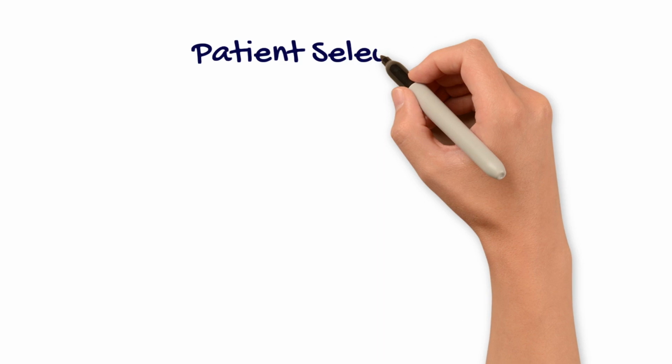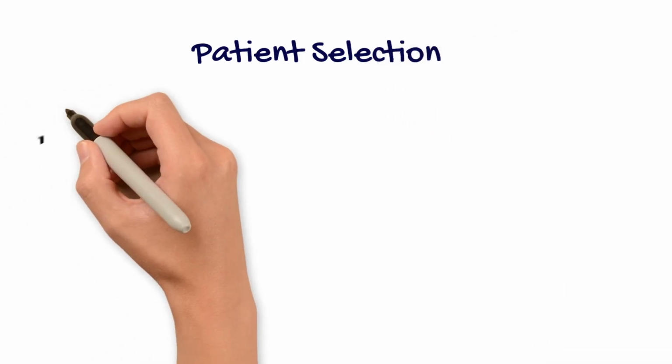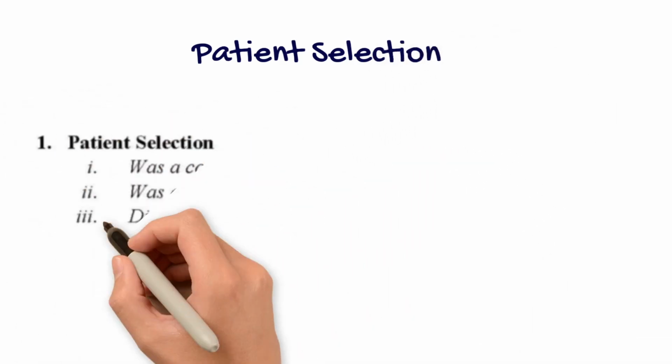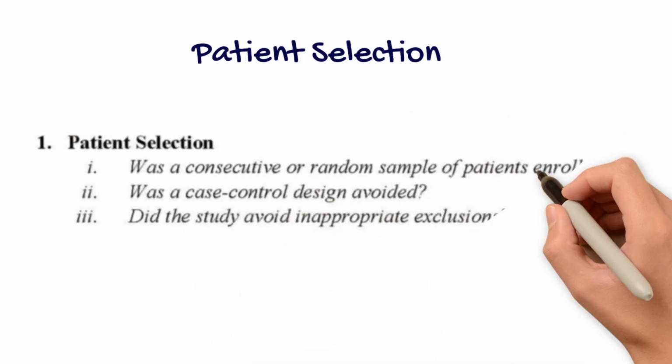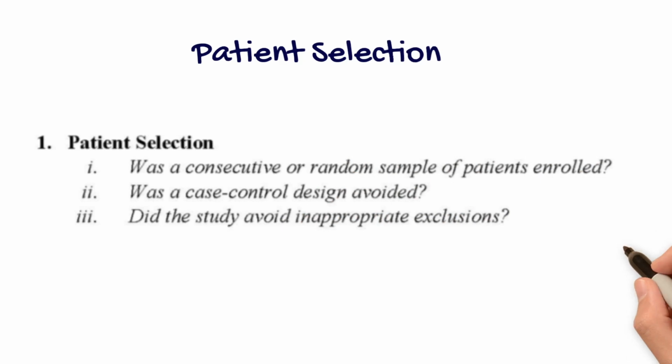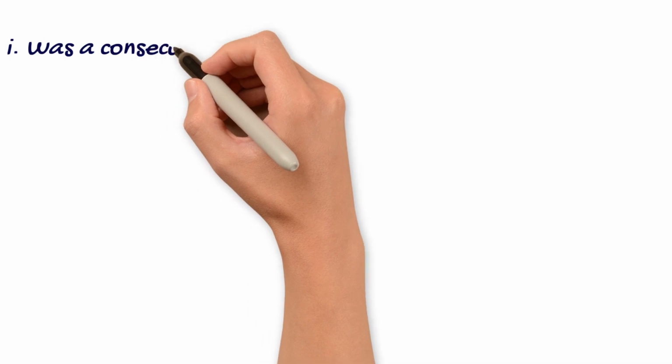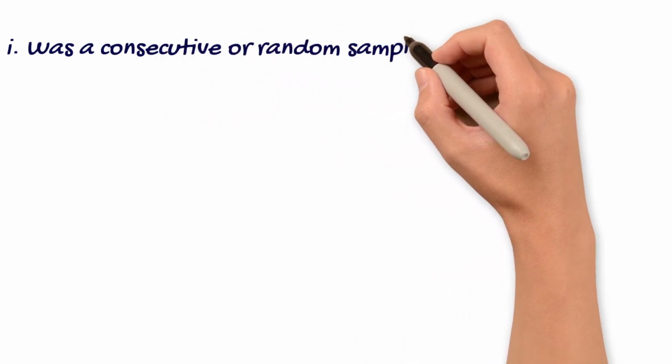This refers to how participants are chosen for the study. It involves deciding who can be included based on specific criteria, such as age, symptoms, or other relevant factors. Question 1. Was a consecutive or random sample of patients enrolled?